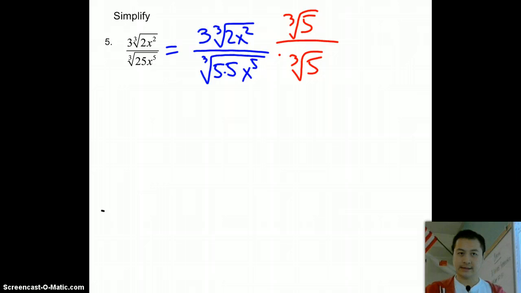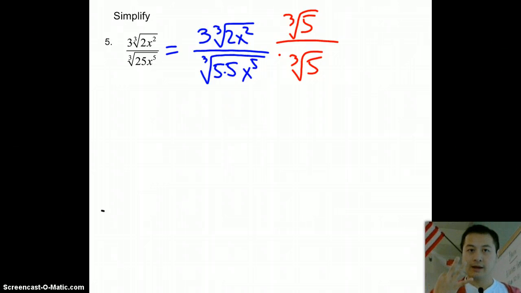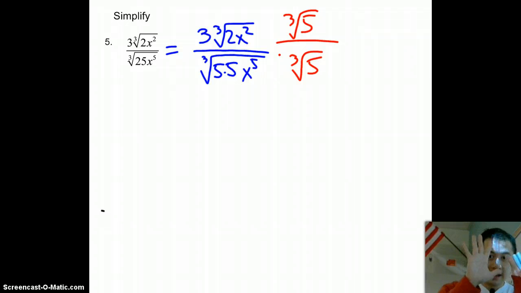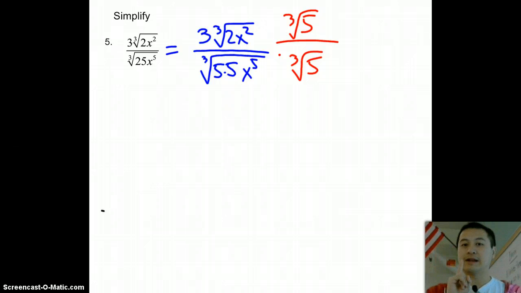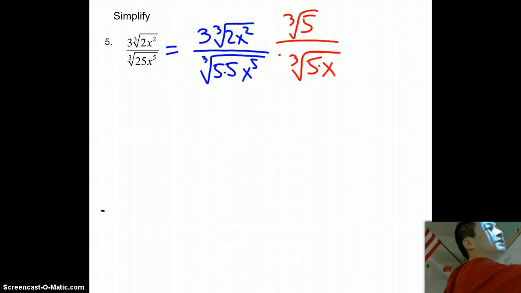Now look at the x's. I want 3 of a kind, and I have 5 of them. Really, if I want 3 of a kind, I have to have a multiple of 3. So if I have 6 x's, that would be really good. So really, I just need another x. So I'm just going to multiply by another x.